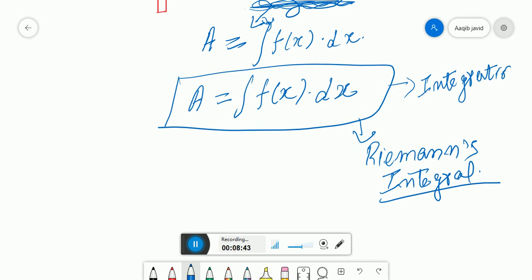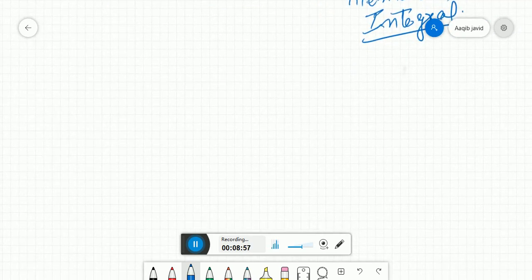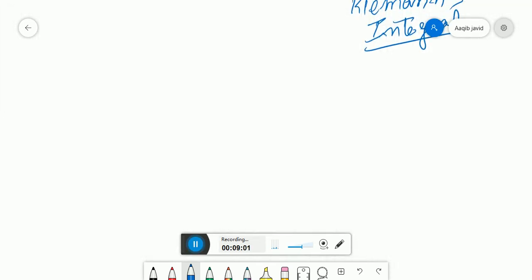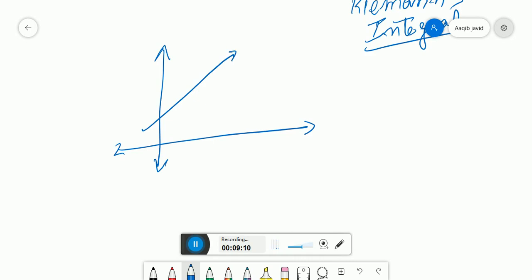Now if you get confused about why we're calculating the area under a curve, it's a simple curve, why are you calculating the area under it? So let's clear that out, why we're doing this. For example, we have a line with a y-intercept of 3.